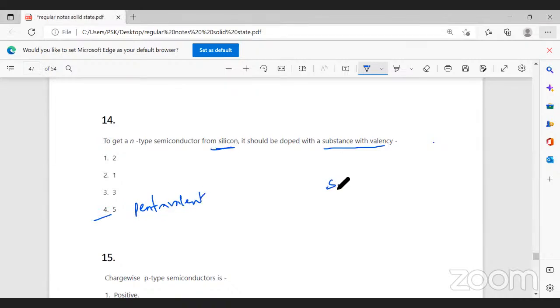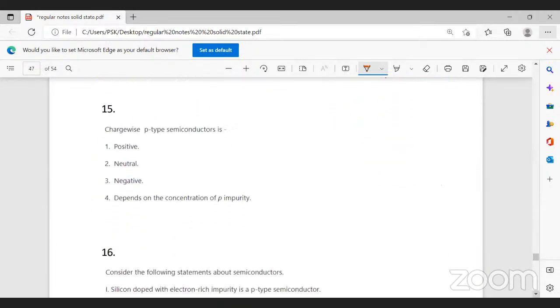See, silicon is tetravalent, so it can have 4 bonds. When you introduce a pentavalent impurity like phosphorus, it will have 5 electrons. 4 electrons will be involved in bonding. The 5th electron will be free. This free electron is a negative charge, therefore it is called negative type, or N-type semiconductor. Therefore, the answer for this question is pentavalent impurities. Do not ever think of divalent and monovalent. It can be either trivalent or pentavalent. Trivalent will give you positive type and pentavalent will give you negative type.